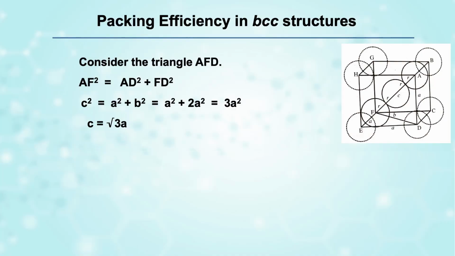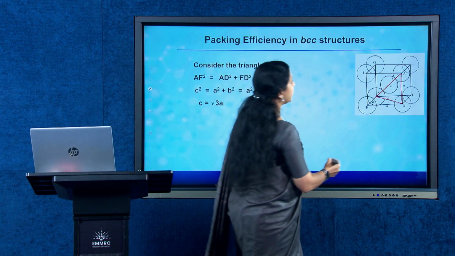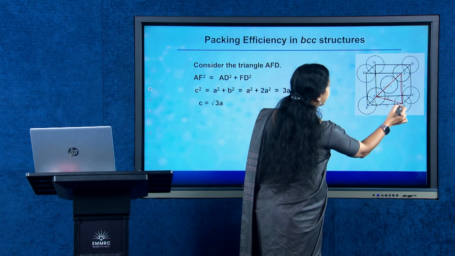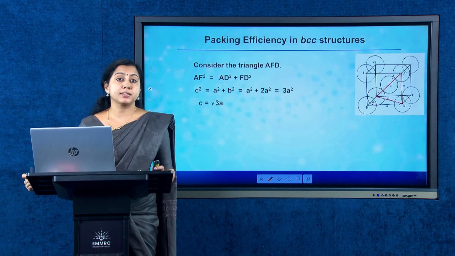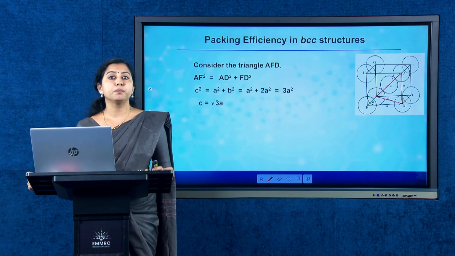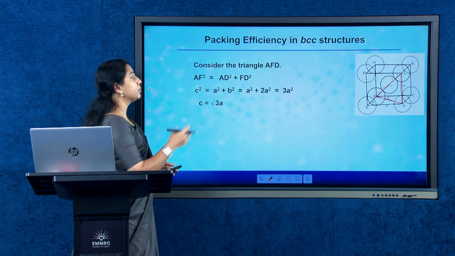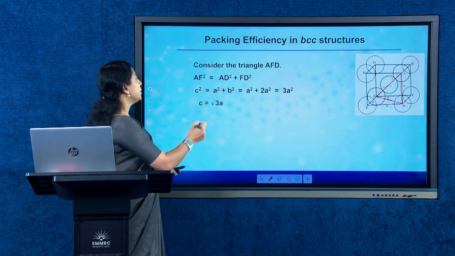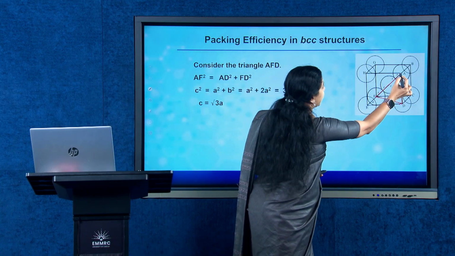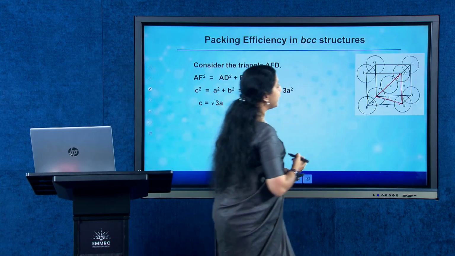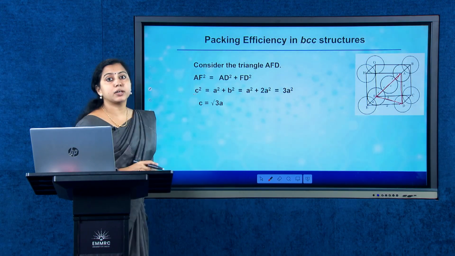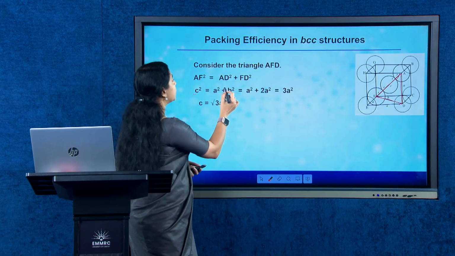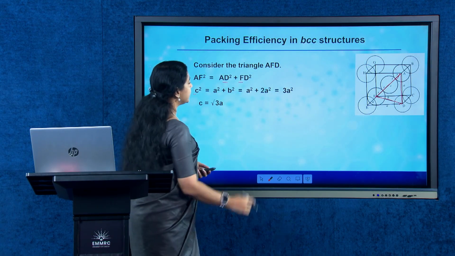Okay. Now consider another triangle AFD in the figure. Here we can see the triangle AFD. Similarly, AF square, that is the square of the hypotenuse, is equal to AD square plus FD square, that is the sum of the squares of the other two sides. AF is the body diagonal, and the length of the body diagonal we represent as C. So AF square is C square. So, C square is equal to AD square plus FD square.